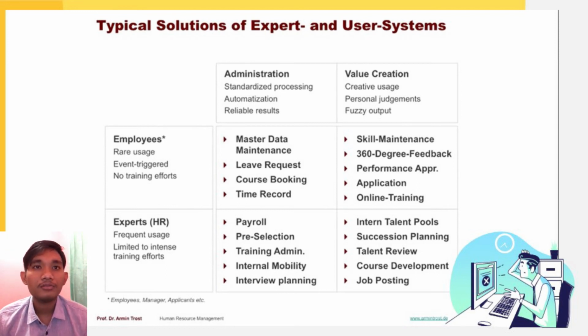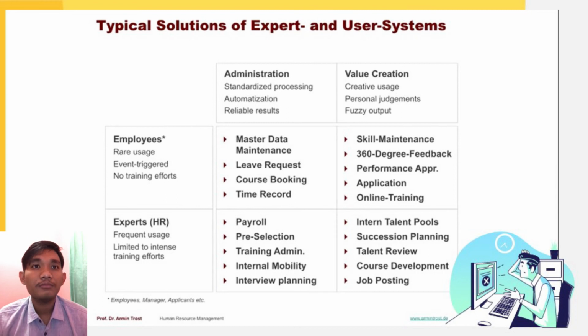And then moving on to the course booking. Course booking is basically like you want to book a course, like maybe an English course. You don't need an expert to use that kind of system. And then time record. Time record is just a system that tracks when you come to work and when you leave. Usually it is using an ID card.